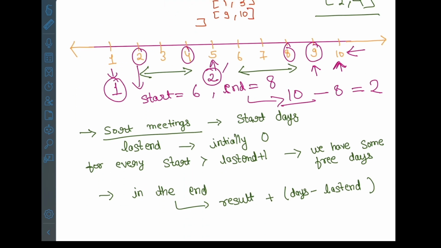And then we have to store a variable called last end. When was the meeting which ended the last time? And initially the value will be 0. 0 means we don't have any data as of now. We will process the meetings data and then we will update our last end variable. Then we are going to loop on our meetings, and every time we find that the start day is more than the last end day plus 1.